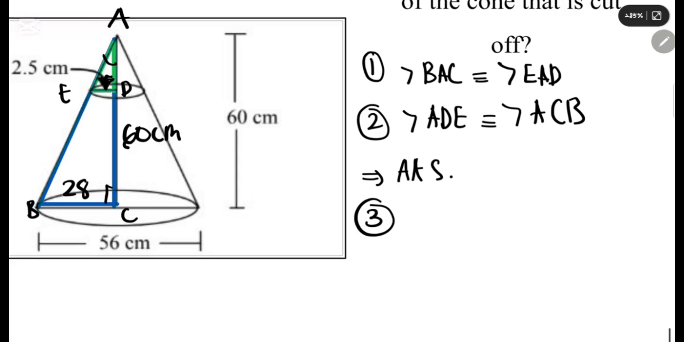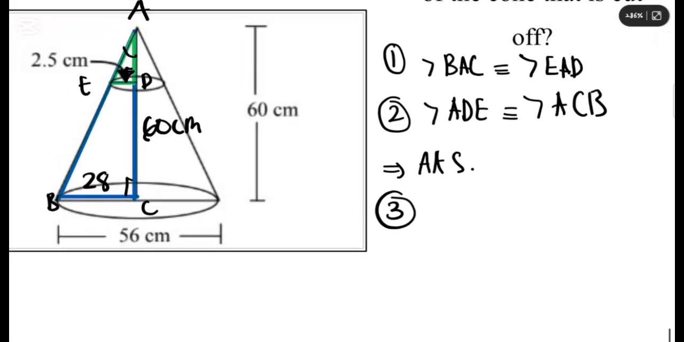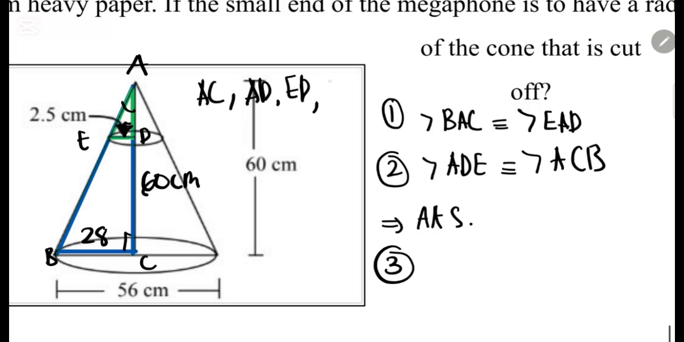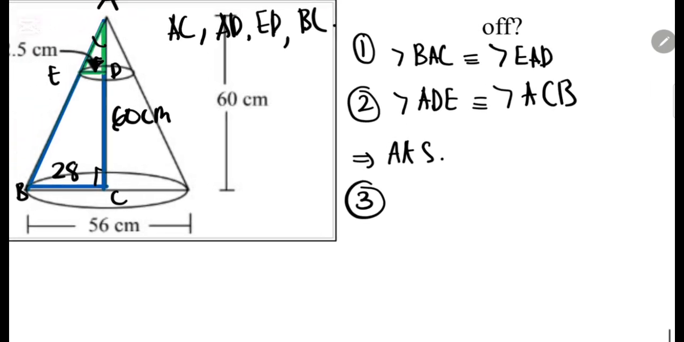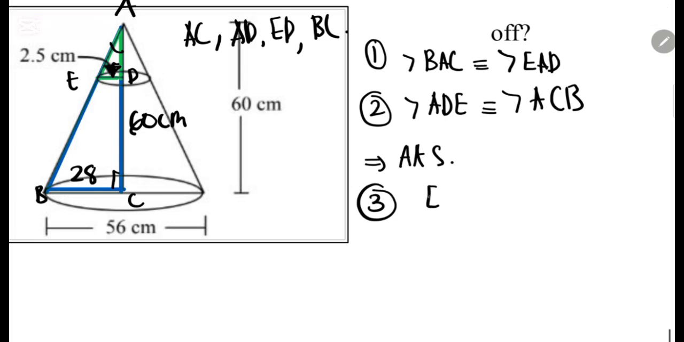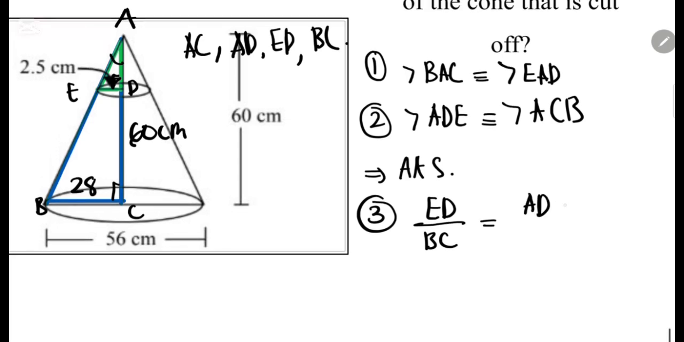Using the side-to-side similarity theorem, say that we pick the two sides. So let's pick AC, right? Because it's a given, 60 AC. And the radius is also given. So AC, AD, radius is ED, and also BC. Okay. Boom. So we know that ED over BC is going to be equal to AD, which is the height. What we need. AD over AC.